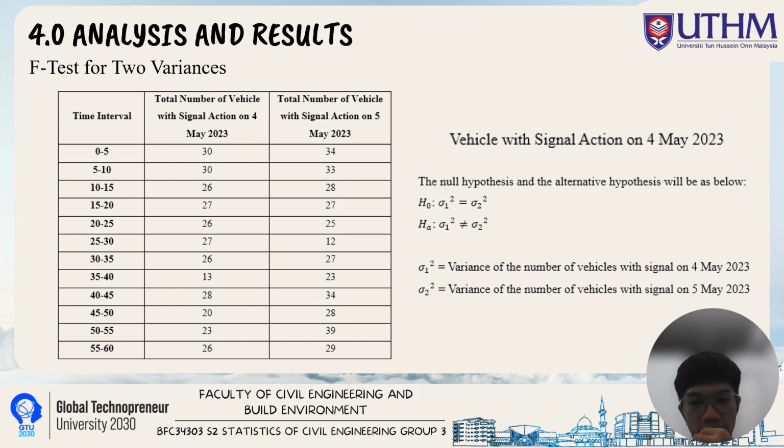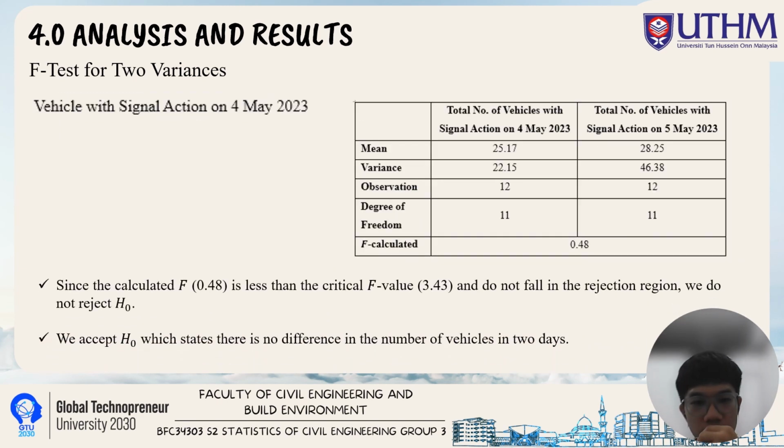Based on the result calculated, since the calculated F is less than the critical F value and does not fall in the rejection region, we do not reject H naught. So we accept H naught, which is the null hypothesis, which states that there is no difference in the number of vehicles in 2 days.